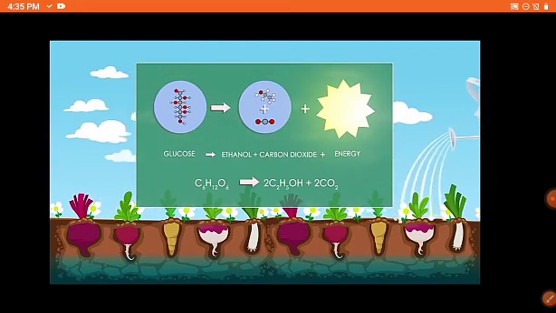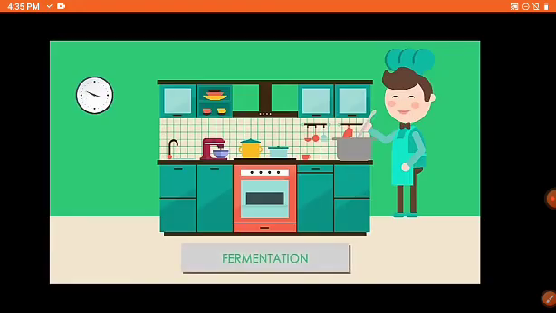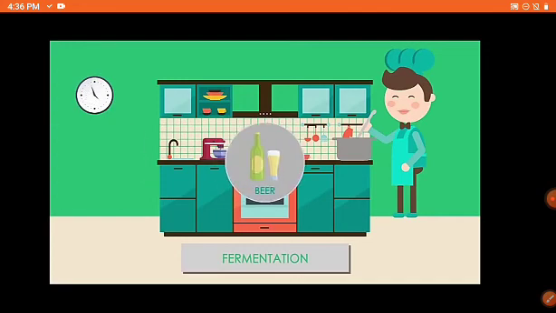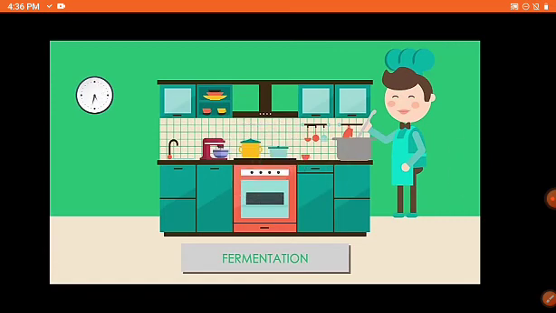In yeast, this process is called fermentation and it is used to bake bread and brew alcohol. Ethanol is the alcohol found in beer and wine, and in bread making, it is the carbon dioxide that is useful. The bubbles of carbon dioxide help raise the bread by expanding the dough.